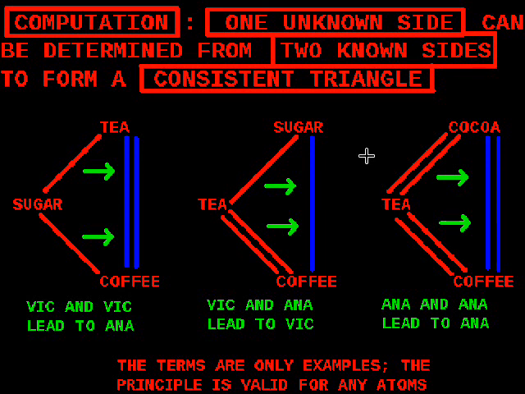Please realize these terms which I have used here are only examples to make it more intuitively clear to you. But in fact, it is a sort of abstract calculation and the calculation mode of my theory. You say Vik and Vik lead to ana, Vik and ana lead to Vik, and ana and ana lead to ana.